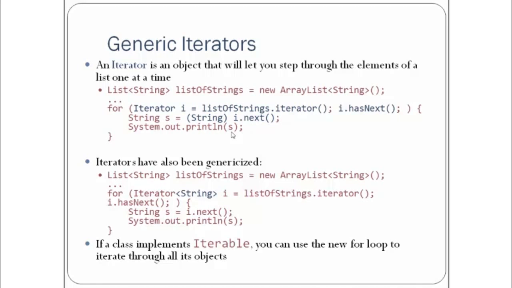Iterators have also been genericized. For example, List<String> listOfStrings = new ArrayList<String>(); for (Iterator<String> i = listOfStrings.iterator(); i.hasNext();). So over here you can see, even though we have genericized the listOfStrings as String, we can also do the same with an iterator. Okay. So by doing that, we are making sure that this iterator can only be used to contain the string elements. Okay. If a class implements Iterable, you can use the new for loop to iterate through all the objects. Fine.